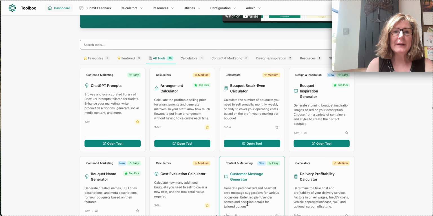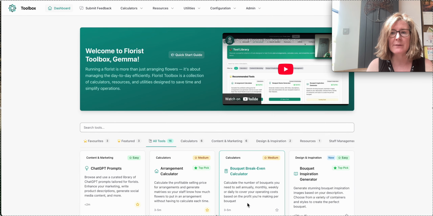tools. One is the operating cost calculator, and the other is the Bouquet Sales generator. Now they're kind of linked. The operating costs calculator tells you how much your operating costs are. The Bouquet Sales Calculator tells you how many bouquets you need to sell to break even.